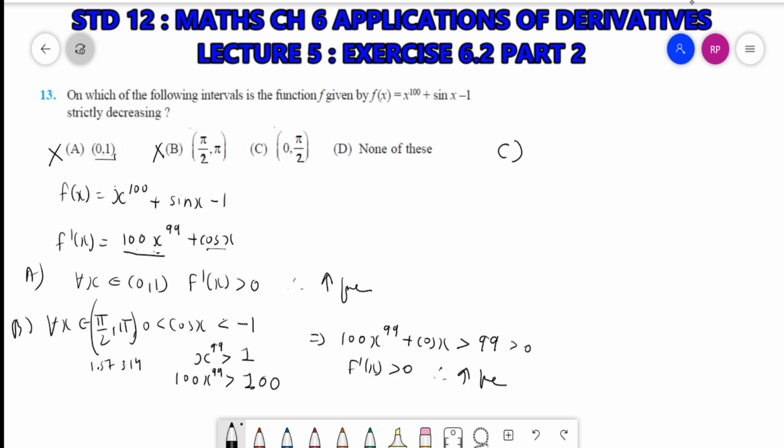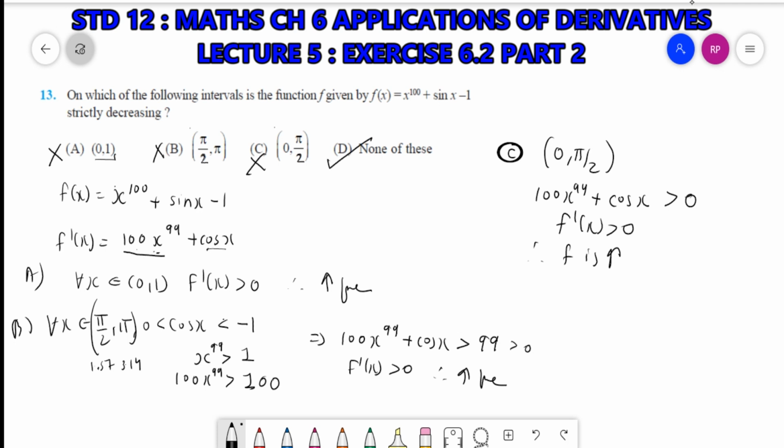Now I will take option C, 0 to pi/2. Now when I take 0 to pi/2, first quadrant, that means 100x^99 is positive plus cos x positive. When I add two positive numbers, it will always be greater than 0. So f'(x) is greater than 0. Therefore, f is increasing. So C is also cancelled. So D is the correct one. This is decreasing in none of the intervals given in A, B, and C. Clear? Question 13. So just note it down.